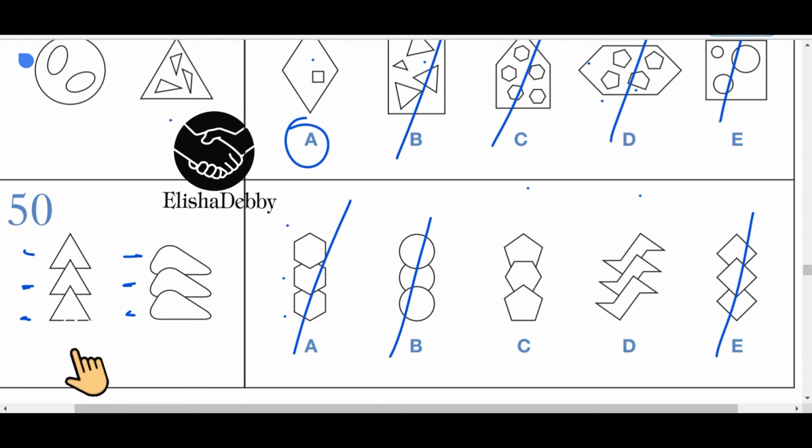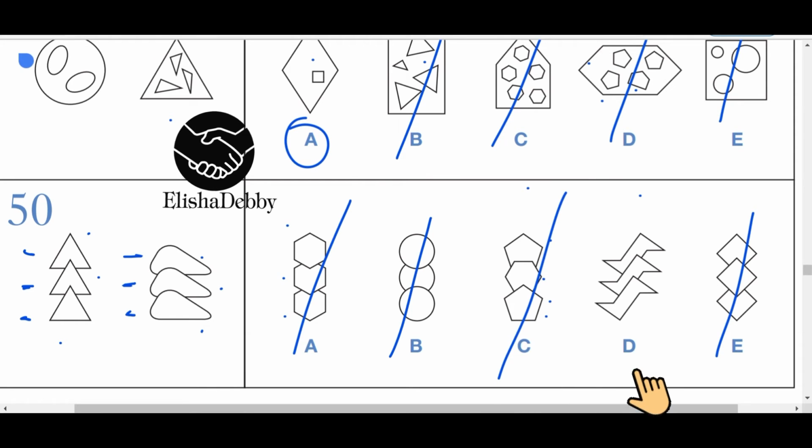This is a triangle overlapping another triangle and another triangle. This is a weird shape like a stone overlapping another one like it and another one like it. So the three shapes must be the same. Now let's look at this. This is more like five-sided. It's not the same here, so I will cancel that straight away.